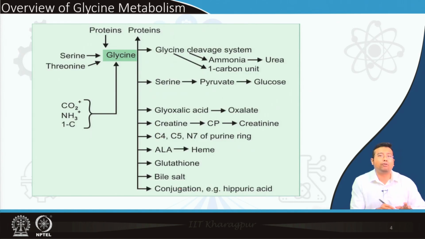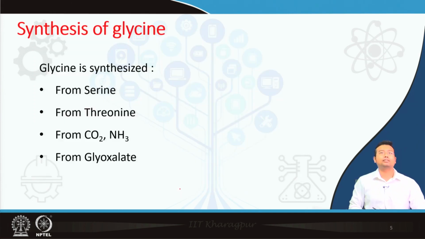So, this is the overview of glycine metabolism, which might seem very daunting to start with because there are so many things, right. But as we progress, we will again revisit the slide at the end of this class, where we will tick off every possibility that has been shown over here. Now, first starting with the synthesis of glycine, it is done from 4 sources, alright. Serine, threonine, carbon dioxide and ammonia, that is directly by capturing of carbon dioxide, 1 carbon, and glyoxylate.